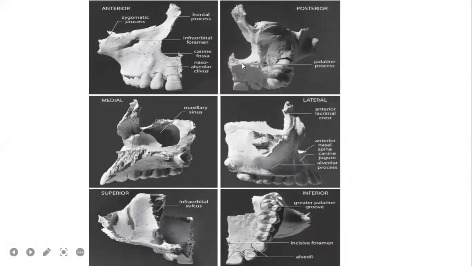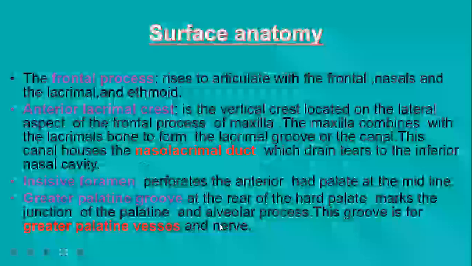We have the palatine process located there. Then we have the anterior lacrimal crest, anterior nasal spine, canine jugum, and alveolar process, where the roots of the teeth originate, and the greater palatine groove. Then the incisive foramen right there. Finally, the alveoli.